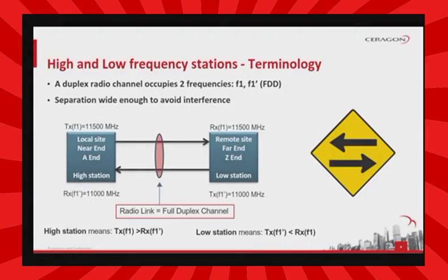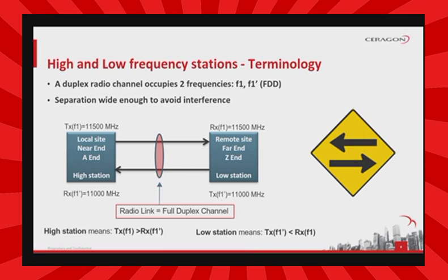In the following we will clarify the terminology used in microwave communication. A duplex radio channel is a frequency division duplex communication system that occupies two frequencies, one per way. The duplex distance in frequency between the frequency pairs is wide enough to avoid interference, and depends on the working frequency band. Let's see what is the meaning of high and low station.